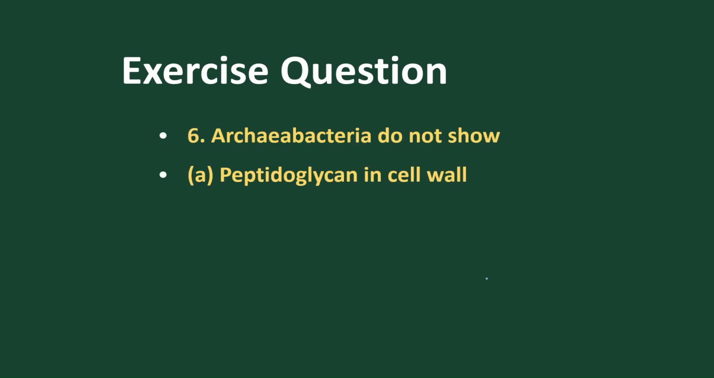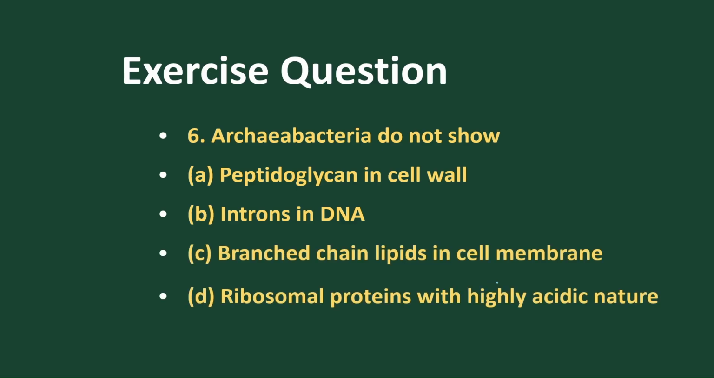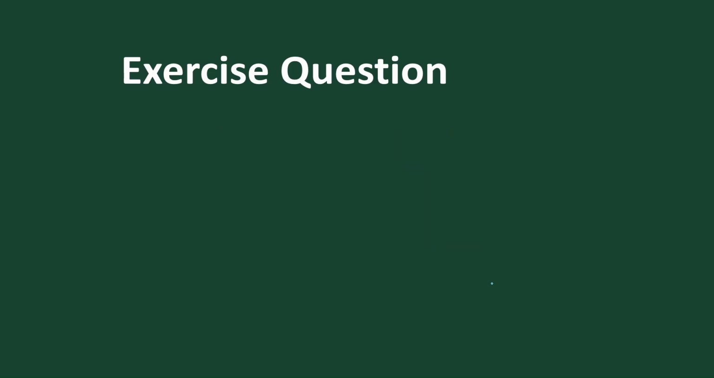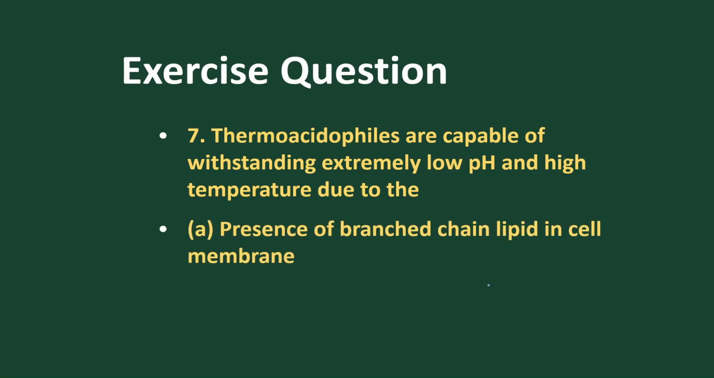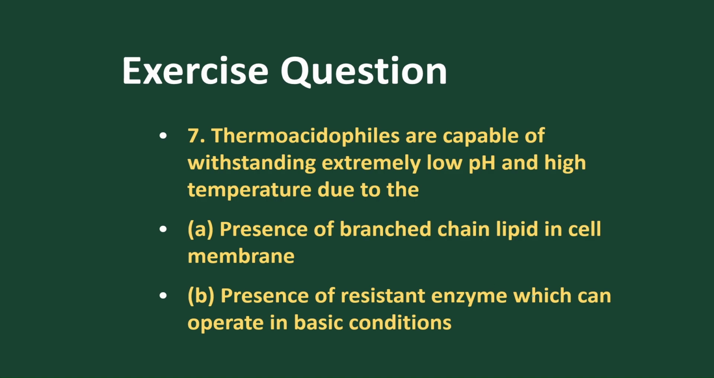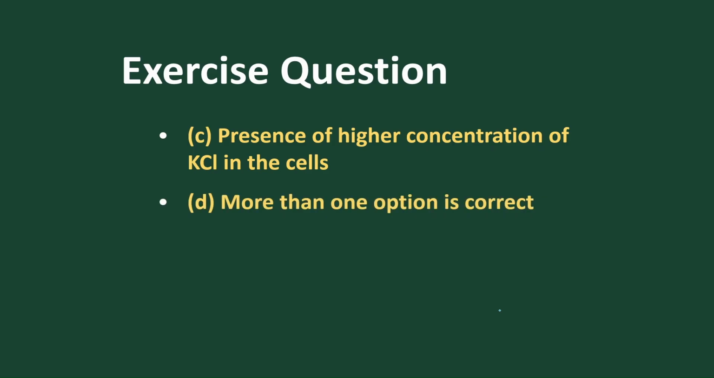Archaebacteria do not show peptidoglycan in the cell wall; introns in DNA, branched lipids in cell membrane, they have. Ribosomal proteins are highly acidic in nature. Thermoacidophiles are capable of withstanding extremely low pH, yes, and high temperature, yes. Why? Not due to presence of branched chain lipid in cell membranes; presence of resistant enzymes which can operate in basic conditions; presence of higher concentration of KCl in the cell; or more than one option is correct.